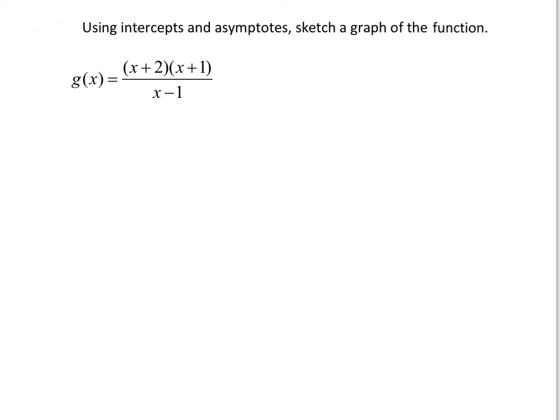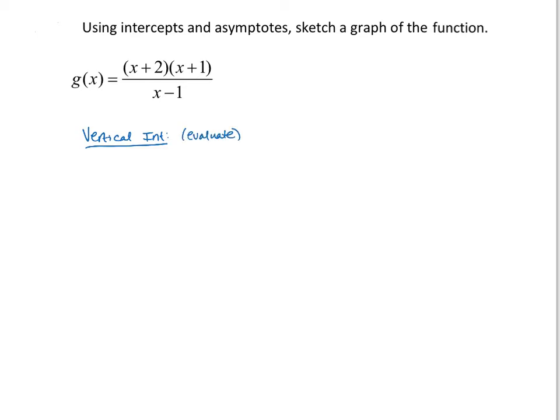Let's look at how to find horizontal and vertical intercepts, asymptotes, and then use those features to sketch a graph of our function. So starting out, looking at our function g of x, let's look at intercepts first. To find a vertical intercept, finding the point where this graph crosses the vertical axis, this is where we always think about doing an evaluate.